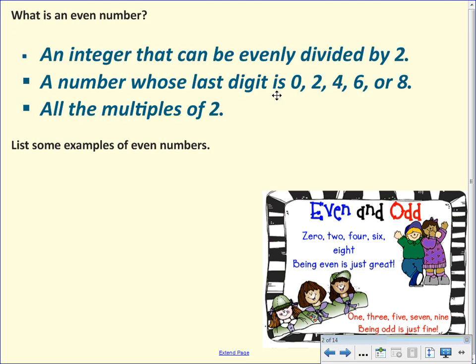Multiples of 2. So you add this to your notes. An even number is any integer, a whole number, that can be evenly divided by 2. A number whose last digit is 0, 2, 4, 6, or 8. And all the multiples of 2.